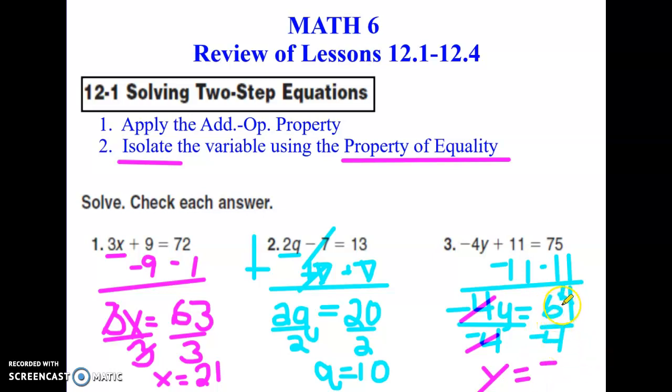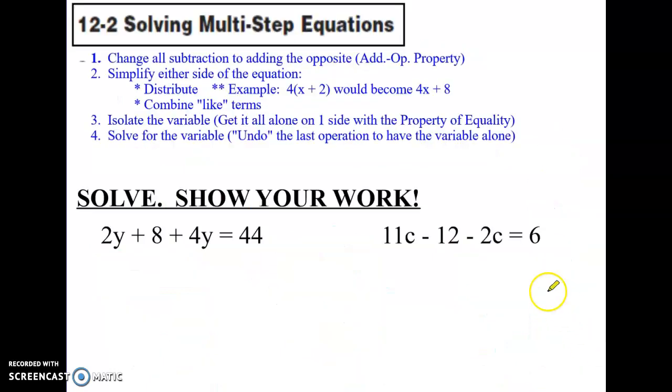And 4 fits into 64. Well, I'm going to break 64 into 40 and 24. And I know that 4 fits into 40 10 times, and 4 fits into 24 6 times. So my answer would be a negative 16. That was our first lesson.